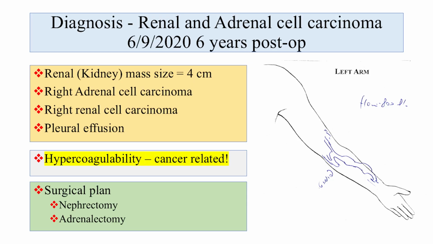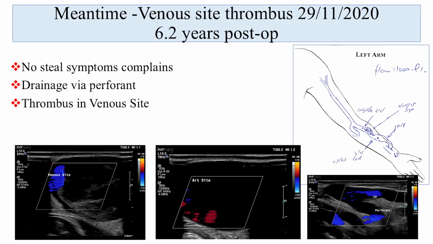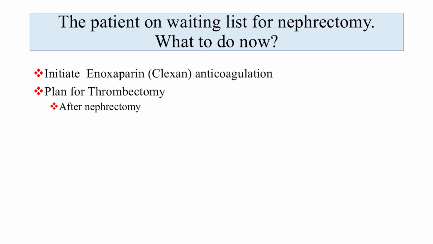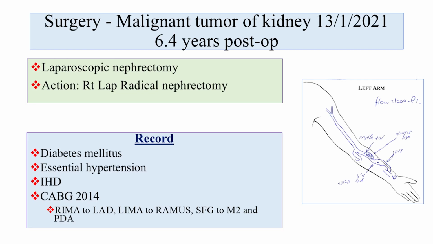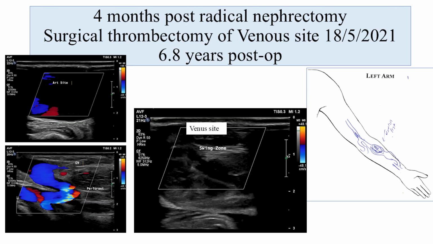Unfortunately, a diagnosis of right renal cell carcinoma was detected with pleural effusion and cancer-related hypercoagulability. Waiting for a nephrectomy, the patient developed a thrombus in the venous site. We initiated anticoagulation with enoxaparin. 6.4 years postoperative, right laparoscopic radical nephrectomy of the malignant tumor took place. 4 months post-radical nephrectomy, surgical thrombectomy of the venous side was done to maintain the AV fistula patency.